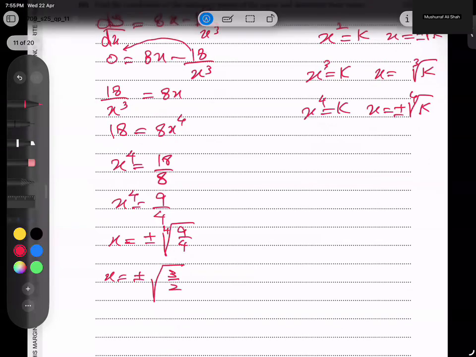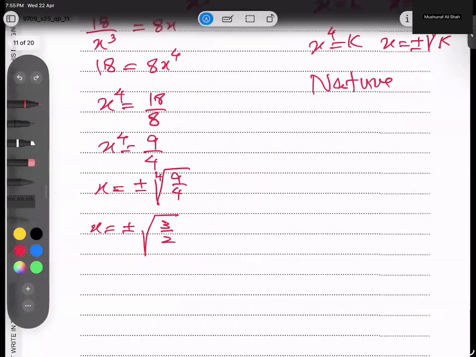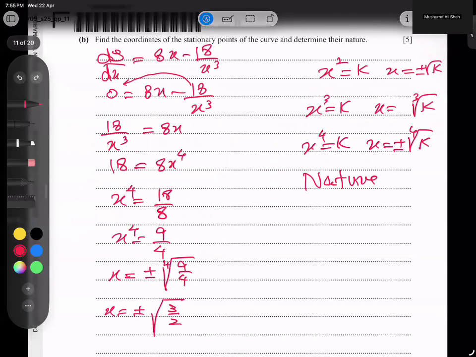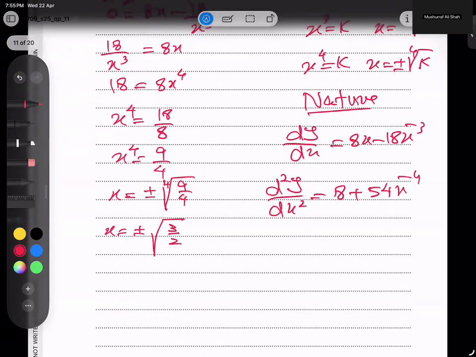How to find the nature, students? Nature. You may ask what happens. There's a power 4. You see here, 1 power is already dealt with. So 4 becomes 2 power. That is why. Now differentiating again. So I'm going to find this second derivative, but first of all I must write it from here. So 8x and minus 18 x to the power negative 3. I will differentiate. So d2y over dx2. This becomes 8 and this positive 54 and power minus 4. And I bring it down, students.